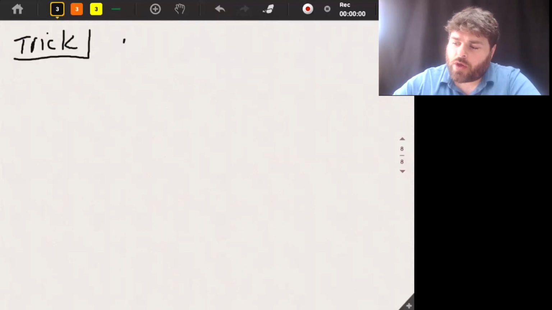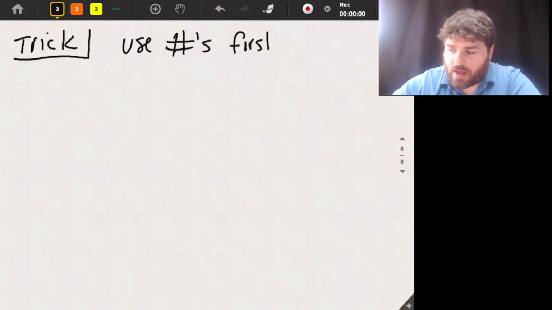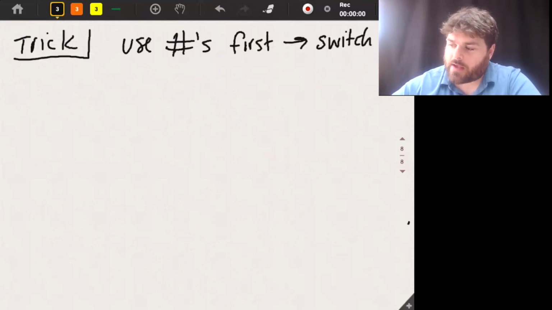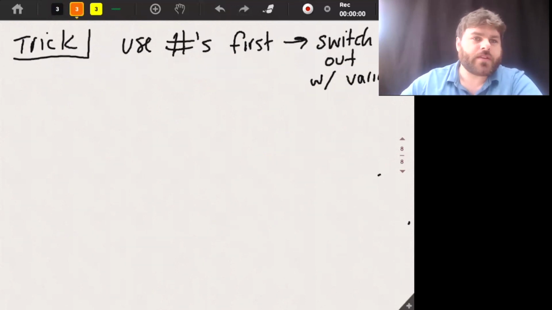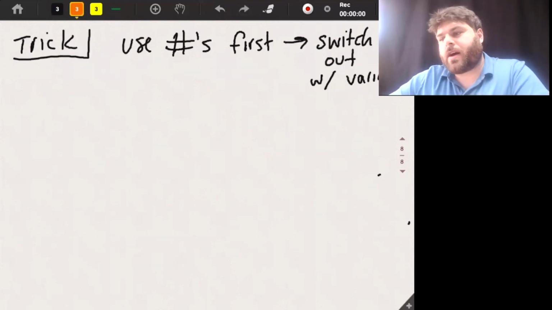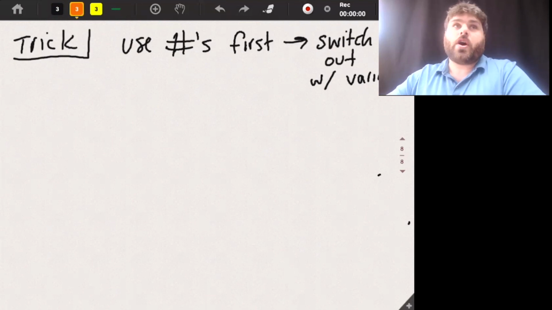So first we're going to use numbers. Again, my hashtag means number there. So we're going to use numbers first, and then we're going to switch out with variables. All right, don't forget this little w with a slash. That means with. I'm going to use that a lot. It's pretty common shorthand. So you're going to use numbers first, and we're going to switch out those numbers with variables when we don't know the value.